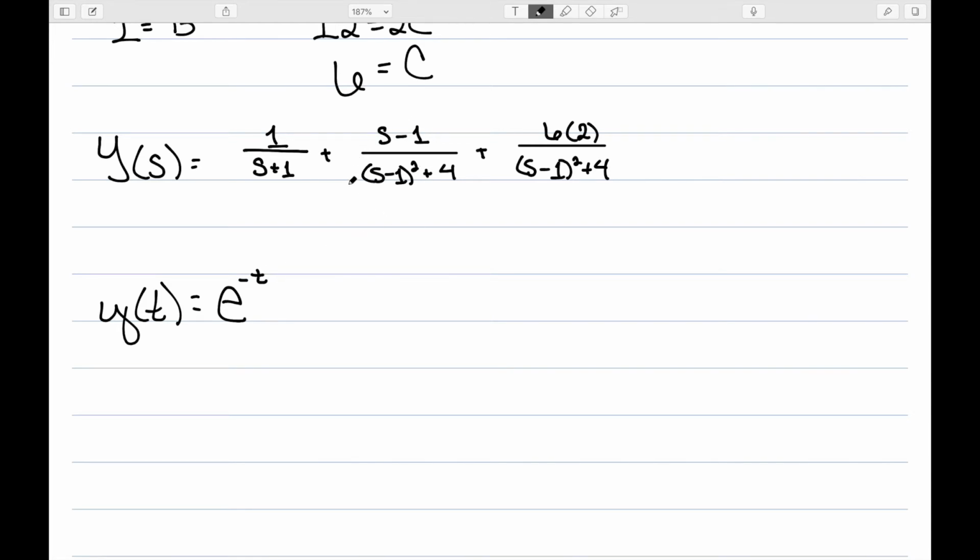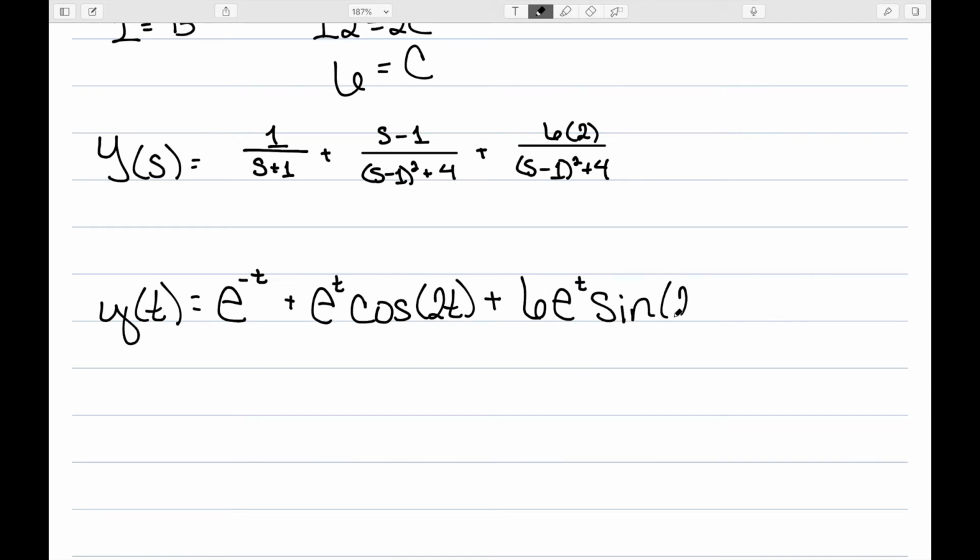This term here is going to be e to the t, since a is 1, and then cosine of 2t, which comes from the 4. Here I have 6 times, once again, e to the t, since I have s minus 1, times sine of 2t. So now I have the full solution to my initial value problem.